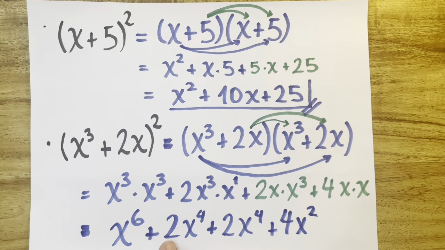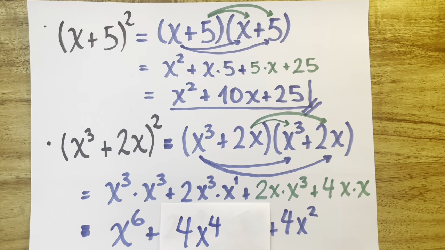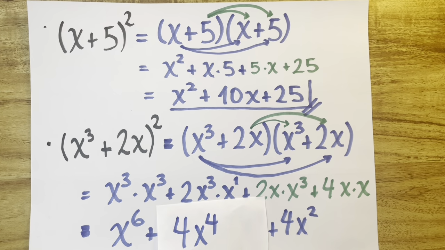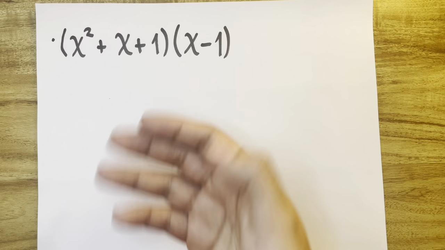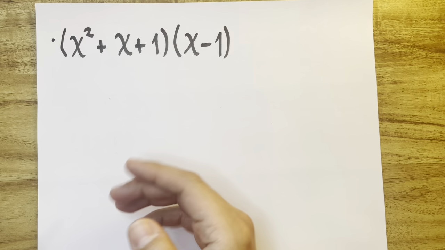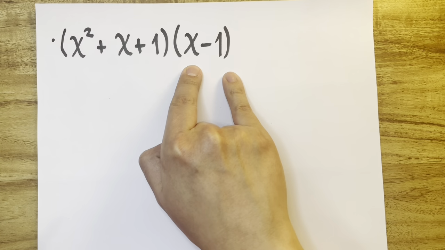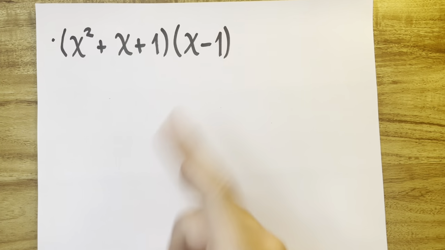Now we can actually simplify this. 2x to the 4 plus 2x to the 4 is actually 4x to the 4. So in total we will have x to the 6 plus 4x to the 4 plus 4x squared. And that would be it. Lastly, how do we deal with this expression? Note that we cannot use FOIL because for FOIL we need to have 2 terms here and 2 terms here, but here we have 3 terms.